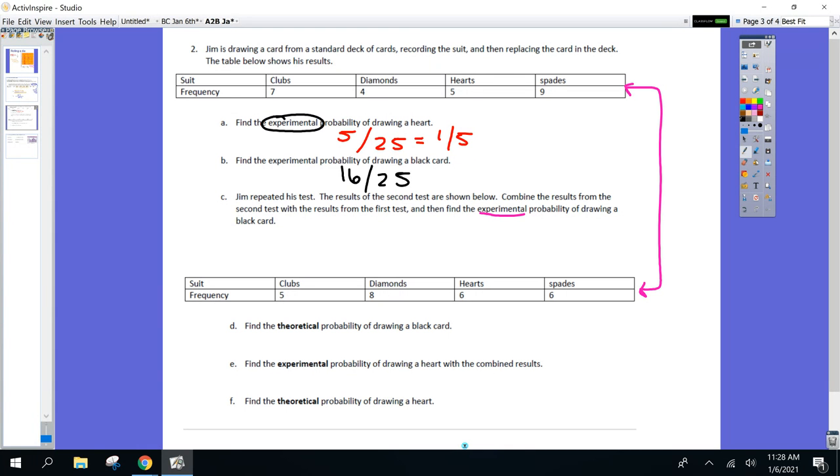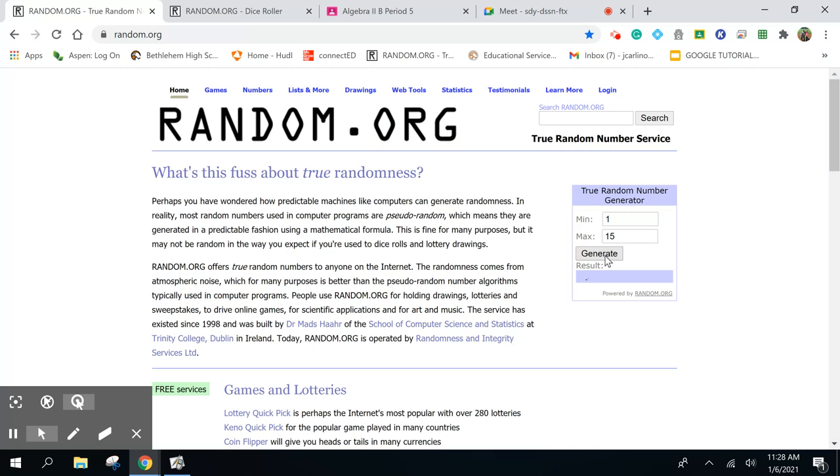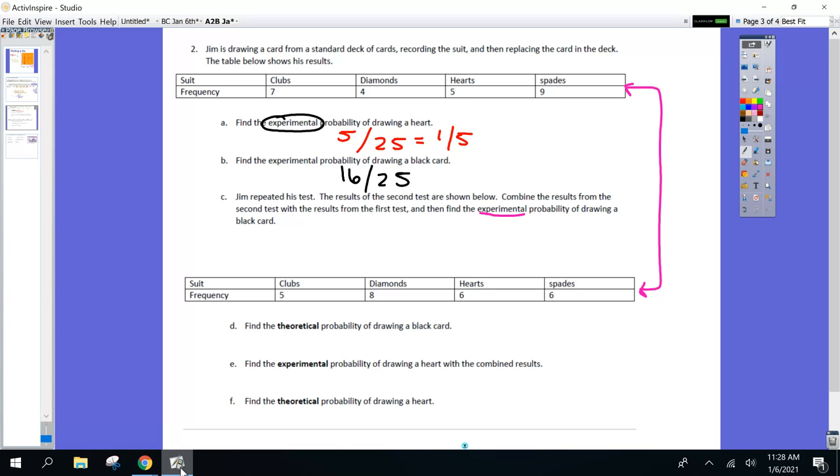So black card, spades and clubs. How many now total? 15. Kian, here you go. Spades and clubs, black cards. How many total did he pick? For the theoretical or for the experimental? Experimental still, yep. So use your numbers in the table. Let me add it up. Yep, go ahead. Both tables, remember.